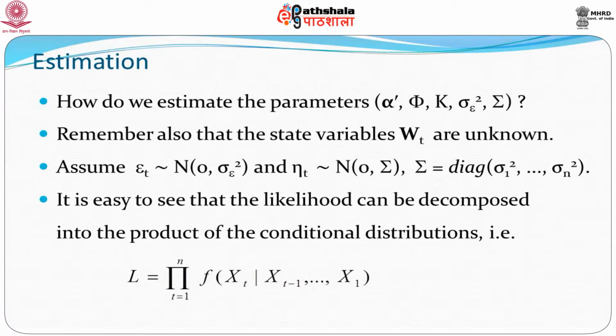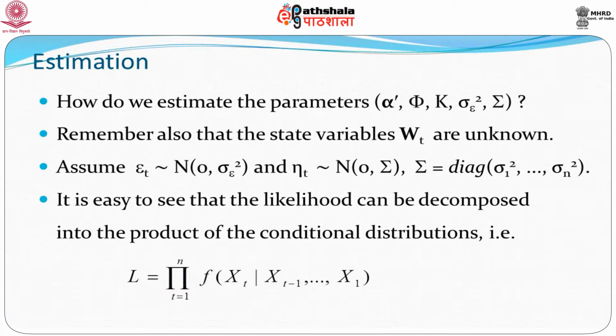So, we will do this by the likelihood method. So, assume that epsilon t follows the normal distribution with mean 0 and variance sigma epsilon square, and eta t follows the normal distribution with mean 0 and dispersion matrix sigma, where we will assume that sigma is a diagonal matrix. So, the elements are uncorrelated to each other. So, having assumed normality, it is now easy to write the likelihood.